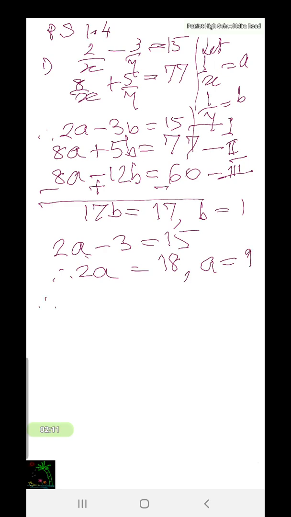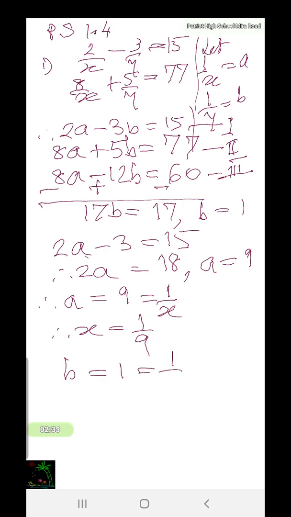Therefore a is equal to 9, but a is also equal to 1 upon x. Therefore x is equal to 1 upon 9. b is equal to 1, b is also equal to 1 upon y. Therefore y is equal to 1. Therefore x is 1 upon 9, y is 1.